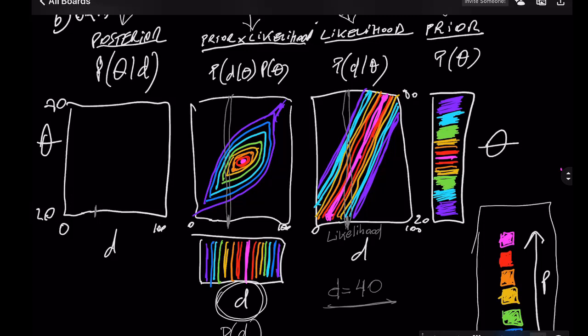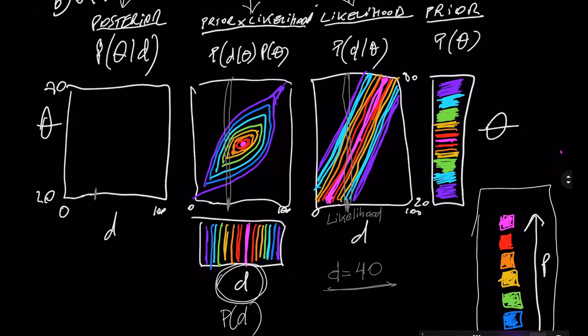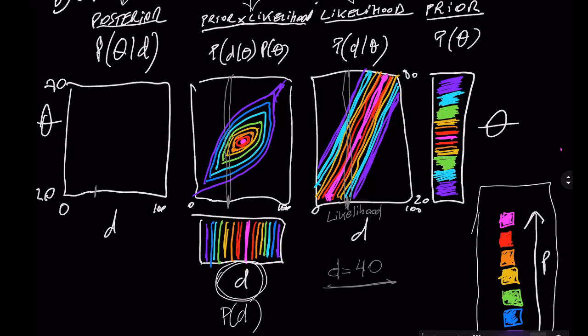Now, we multiply all the values of the prior for all the possible parameter values times all the values of the likelihood, and that gives us the probability of the data given the parameters times the probability of the parameters, which is the prior. And if we add all those values, now we've got the probability of the data, which is indicated in the bottom grid.